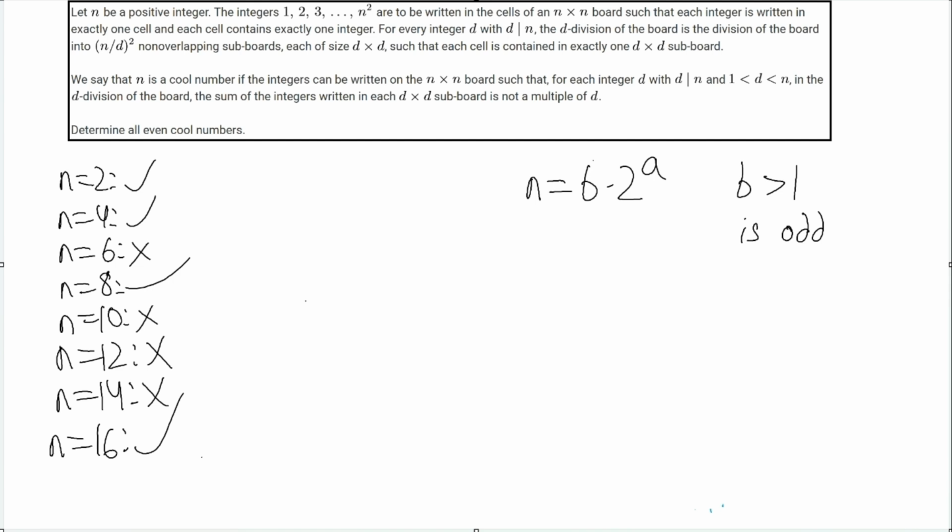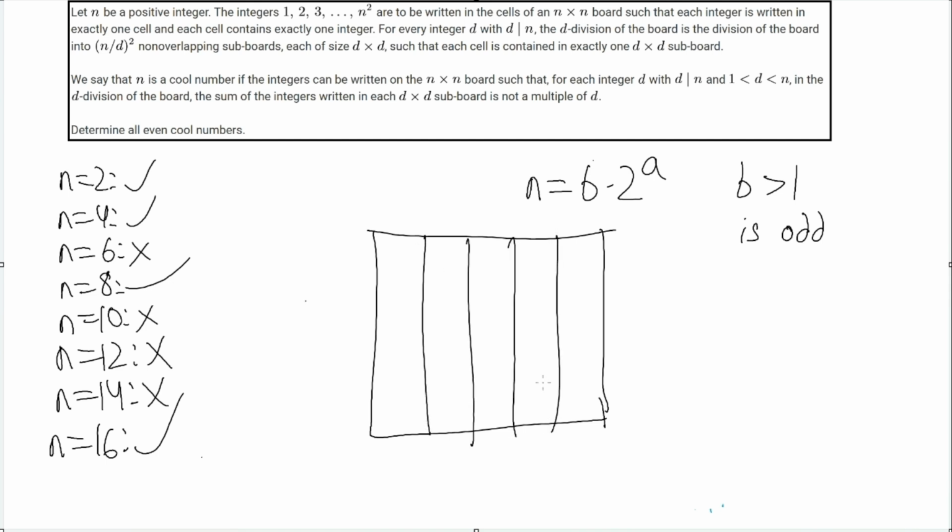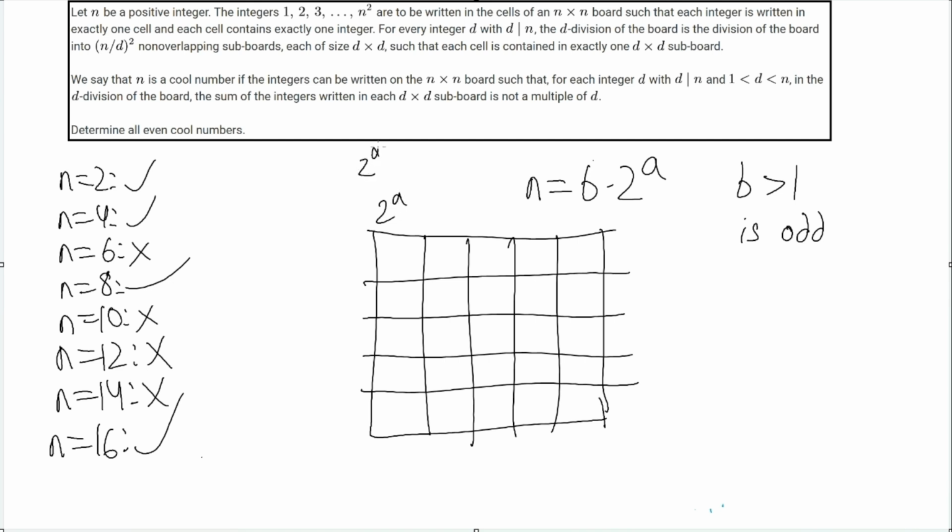So let's see what's going on here. If we have our entire grid here, then notice how we used n equals 2 to the a to solve the case when n equals 12. So let's see if we can do that again. So suppose that we have a b by b board of 2 to the a by 2 to the a subgrids. Then we have 2 to the a by 2 to the a subgrid. Then we want to show that this is 2 to the a minus 1 mod 2 to the a, in spirit of what we did earlier.